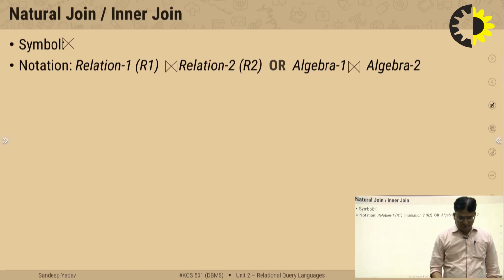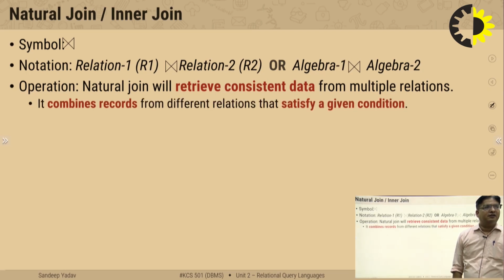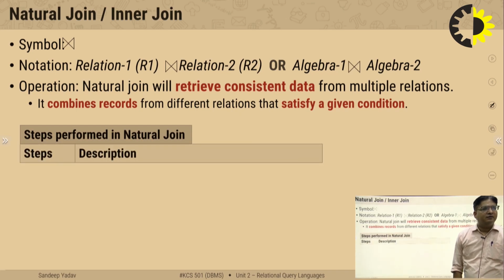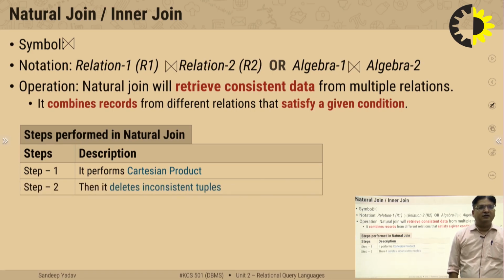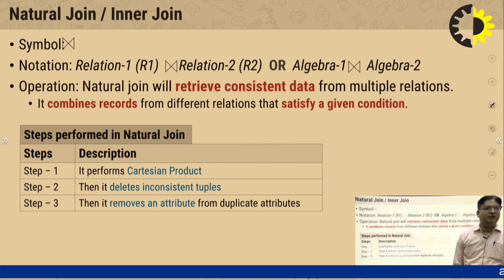So the natural join operation will retrieve consistent data from multiple relations. It combines records from different relations that satisfy the conditions. The steps performed in natural join are: first it performs the Cartesian product, then it removes the inconsistent tuples, then it removes one attribute from the duplicate attributes.